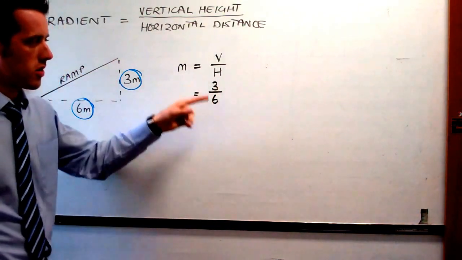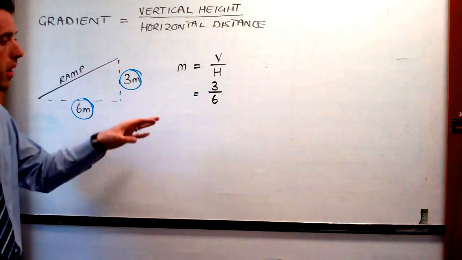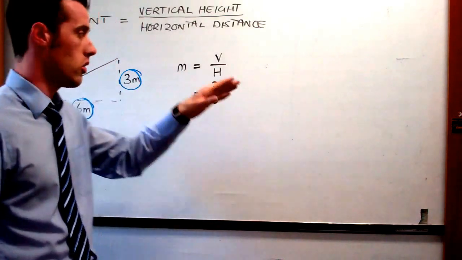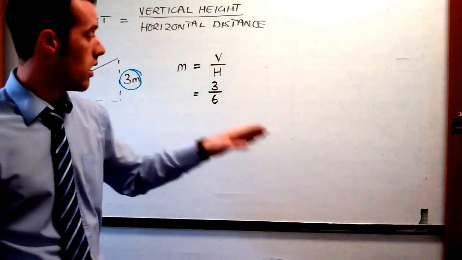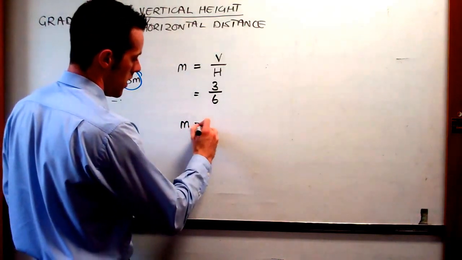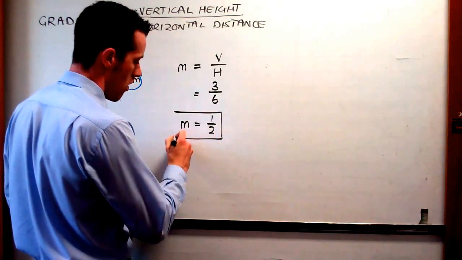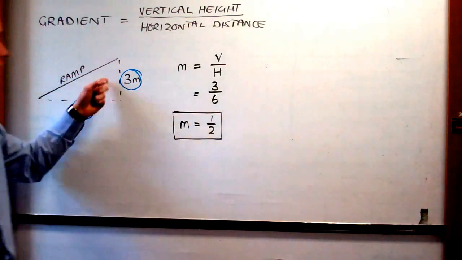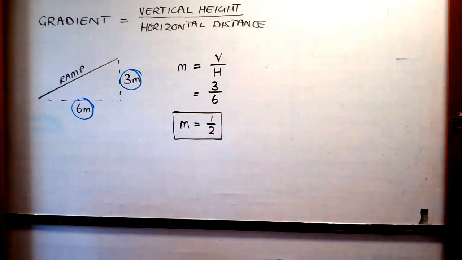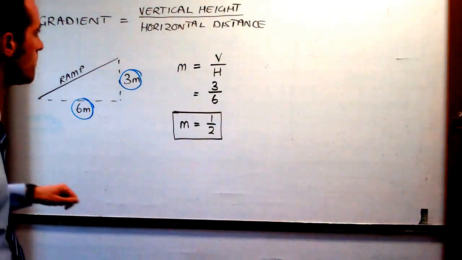Now, 3 over 6 is fine, it technically is the gradient, but what we really want to do here is simplify what we have. So 3 over 6 we can simplify to be 1/2. So the gradient of this ramp here is 1/2. Alright? Nice and simple.